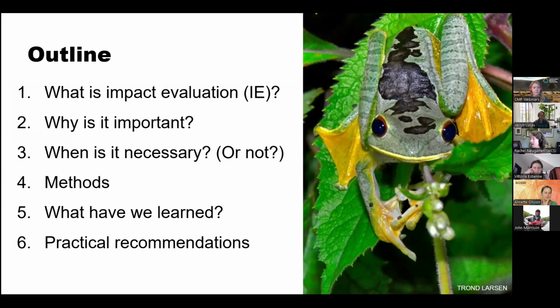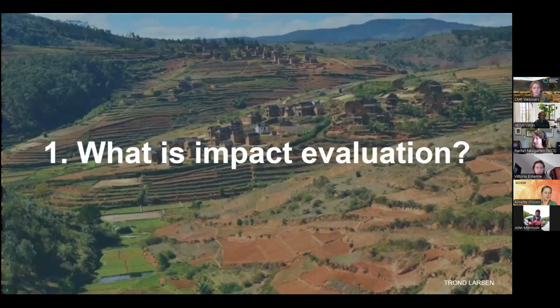And so I'm going to give it fairly short shrift today, but I do have another whole talk just about methodology. If anyone would be interested, follow up with me after this. I'm going to cover a bit about what we've learned from the literature on impact evaluation, and I'm going to try to provide some practical recommendations for how this might support your work and how it might weave in with the conservation standards. So what is impact evaluation?